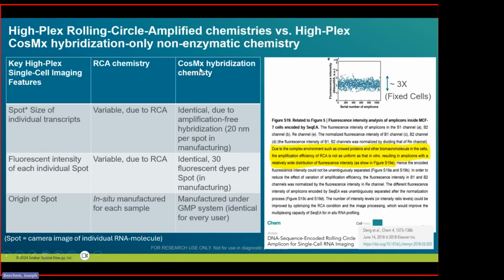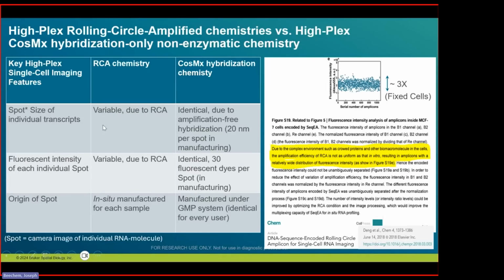Okay. In CosMx, the individual spots are actually made in a factory. So all the imaging barcodes are made with exactly 30 fluorescent dyes per barcode. And actually the imaging barcodes are size exclusion purified. They're exactly 20 nanometers in size. They don't change their shape or their intensity.